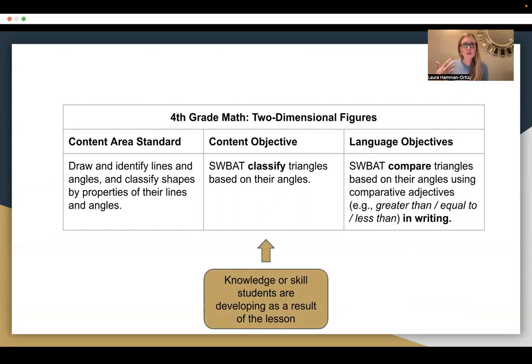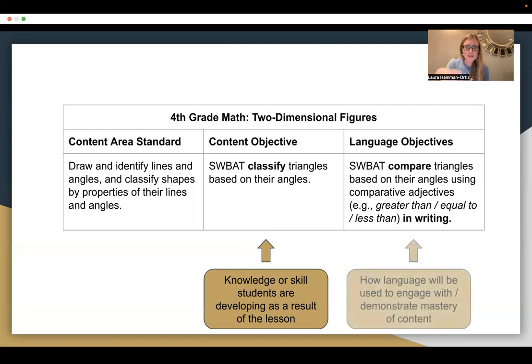What are they doing with language, or what do I want them to do with language? Here I wrote, students will be able to compare triangles based on their angles using comparative adjectives like greater than, equal to, and less than in writing. So you see here, I'm not focused on vocabulary, although that's probably a component of this lesson as well. But I've decided that my main language goal is I want students to be using these comparative adjectives, using comparative language to be able to classify triangles, right? So in order to classify them, I want them to be comparing them using words like greater than, equal to, and less than, and I want them to do that in writing.